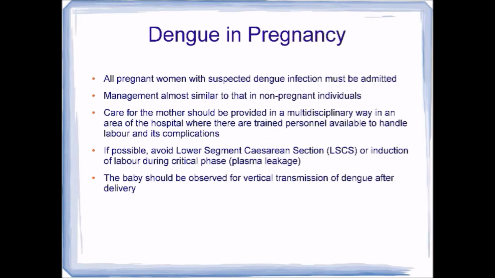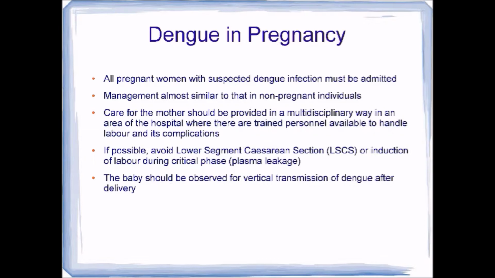In special situations, such as dengue in pregnancy, all pregnant women with suspected dengue infection must be admitted. The management is almost similar to that in non-pregnant individuals. Care for the mother should be provided in a multidisciplinary way in an area of the hospital where there are trained personnel available to handle labor and its complications.